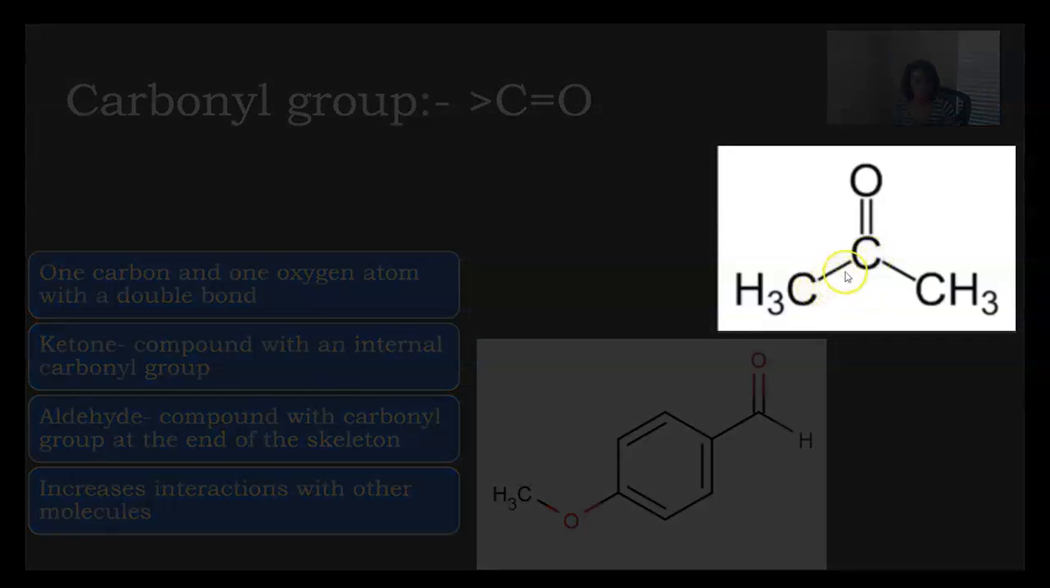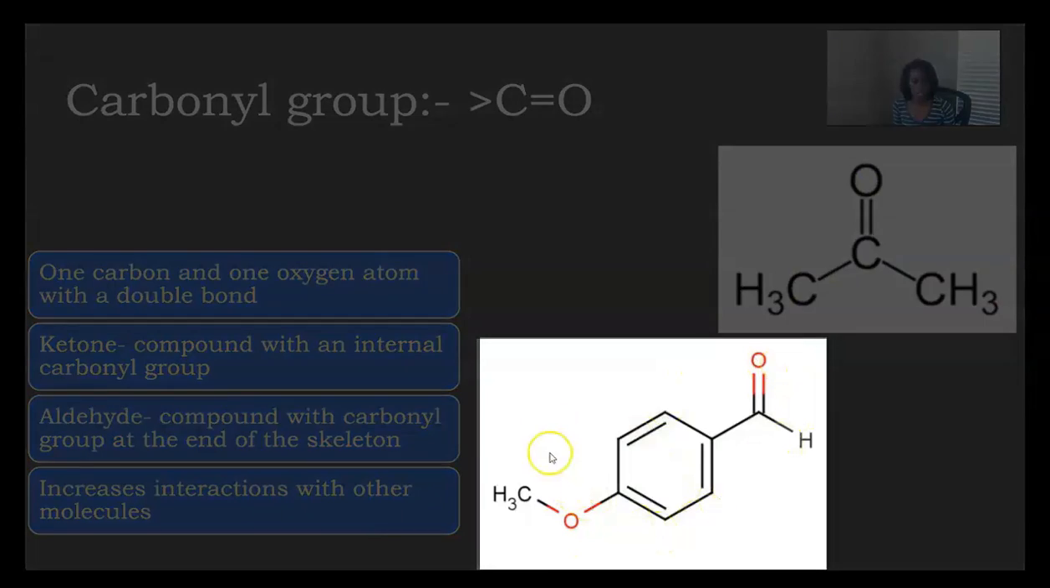All right, so in this case here, I see 3 carbons. And notice here we have our carbonyl group, our carbon and our oxygen double bond. Now this carbonyl joined this skeleton internally. It's not here at this end, it's not here at this end, it's internal. So this is a ketone that we're looking at.